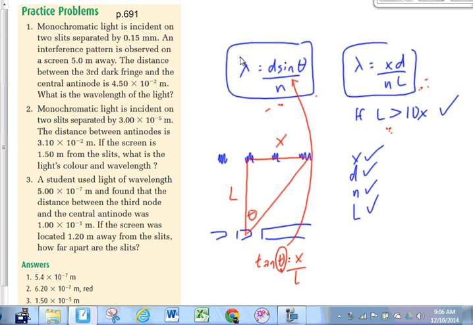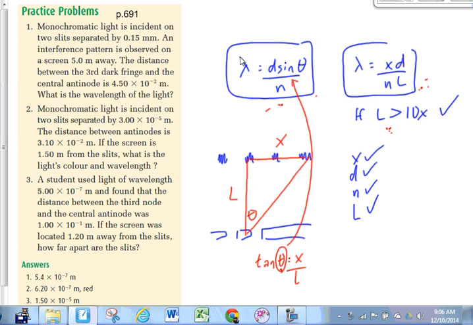So x is the distance between the maxima or minima or maximum and minima, whatever. L is the distance from the slits to the screen. What does d stand for again? Little d? Right? Good. The distance between the slits or the openings there, distance between the holes. And what else we got there? N. What does N stand for?